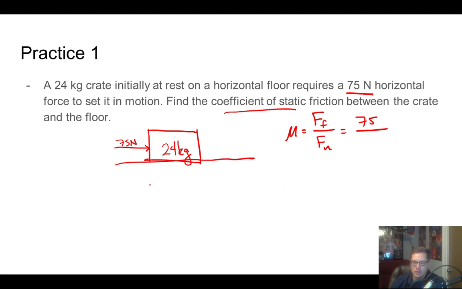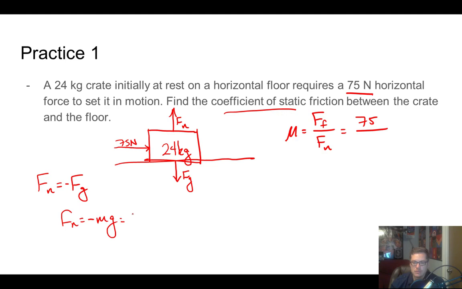Well, we know that in order to find the normal force, we have to know how much force it needs to beat gravity, right? So remember, the normal force is going to be pushing up like this, and gravitational force is going to be going like this. And because there's no other force helping it up, we know that the normal force has to be equal to the negative of the force of gravity. And the force of gravity is simply the weight.